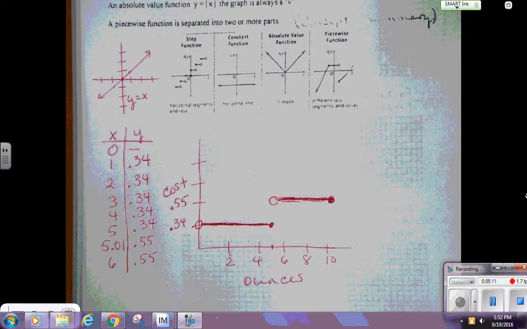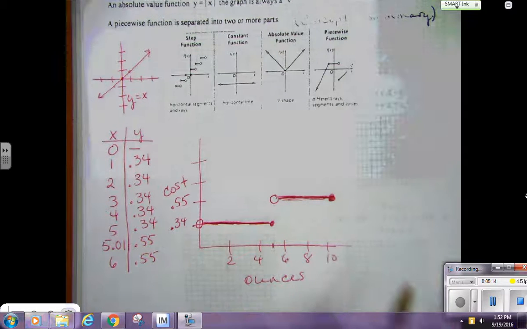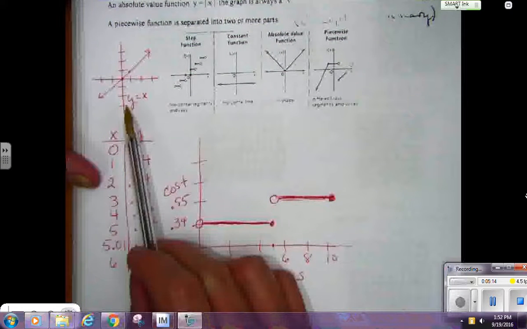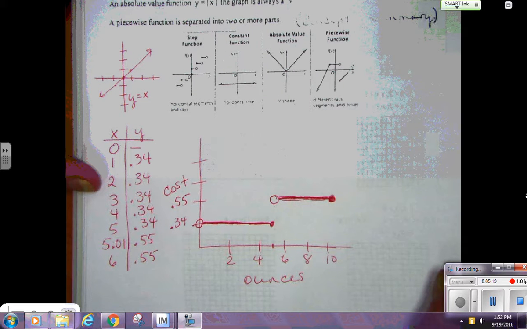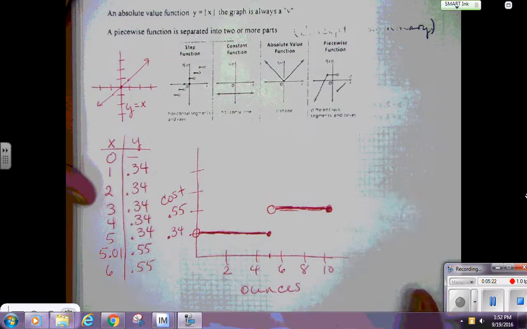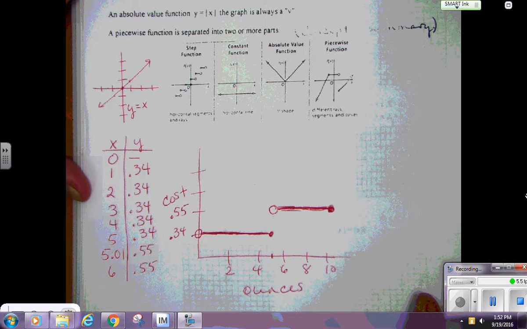Okay, any questions on that? So these are all examples of parent functions of the different types of special functions. So when I say a parent function, you know that I'm talking about the simplest form of whatever function we're talking about. So let's look on the other side. We're going to do some examples for the other side.